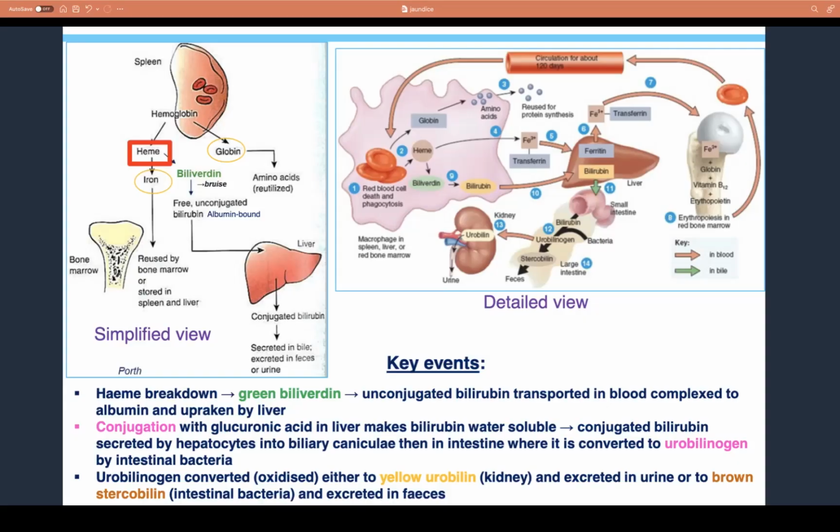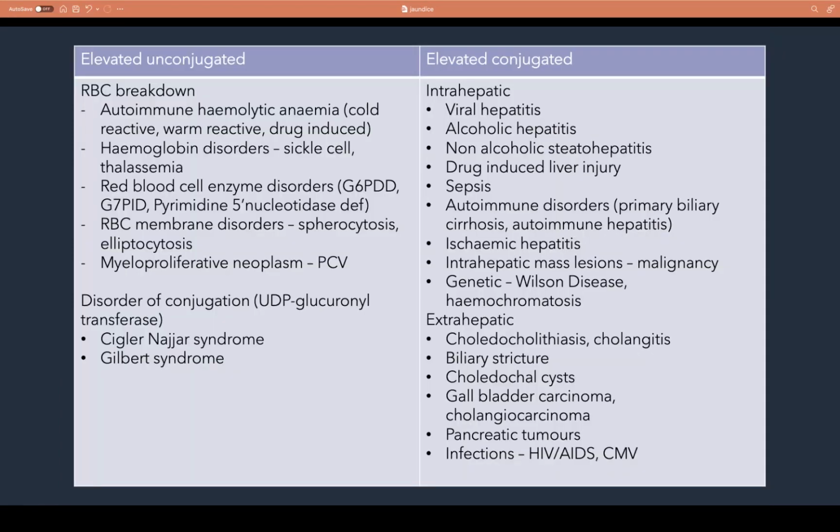So we can always think about it, if it's coming to the liver or not being able to process, all unconjugated. If it's insulting the liver or outside the liver, we're going to have conjugated. So here's a better breakdown of all the different causes. So what causes red blood cells to even break down? Well, autoimmune anemia. There could be hemoglobin disorders, enzyme disorders.